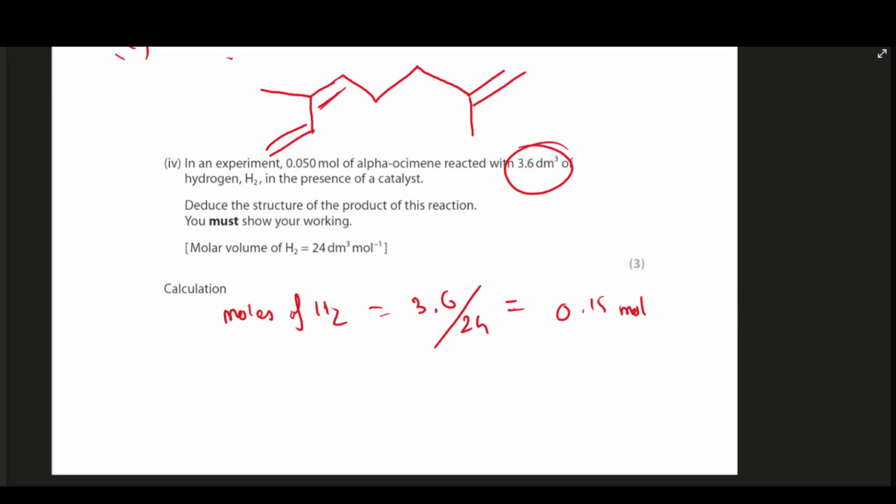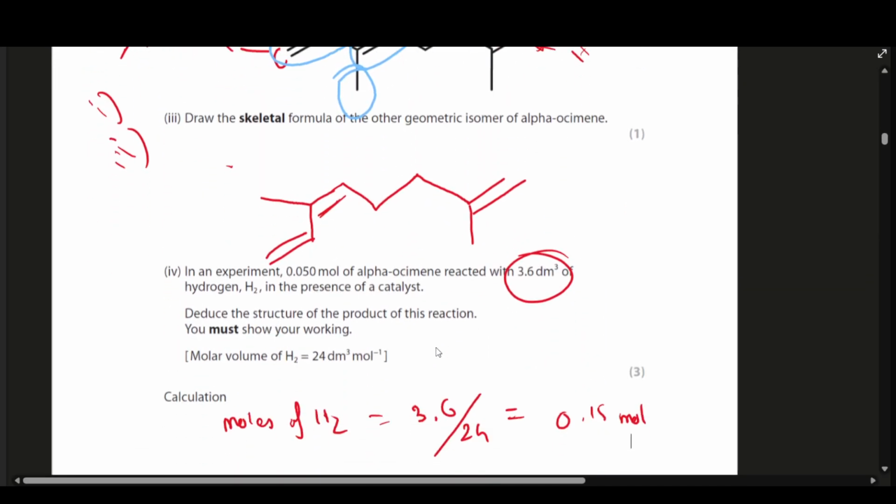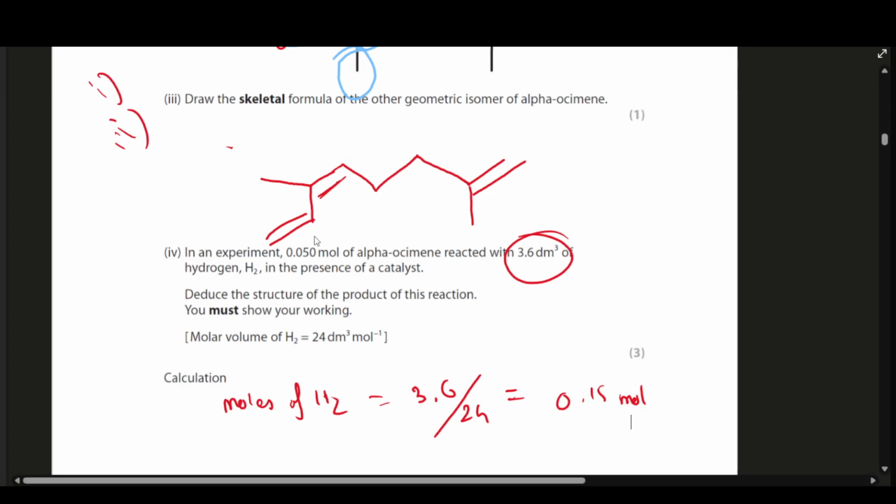So now one thing is pretty sure: what we need to do is calculate the number of carbon to carbon double bonds present in this alpha oximine structure. This is alpha oximine, right? So when you add hydrogen, what is happening? A hydrogenation reaction is happening. That means these bonds will get broken down.